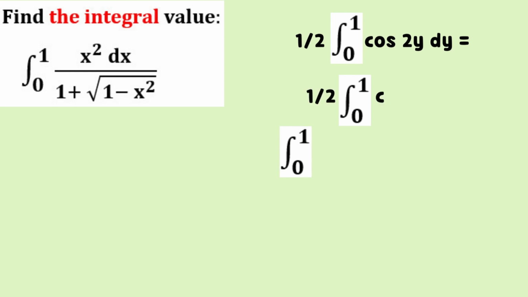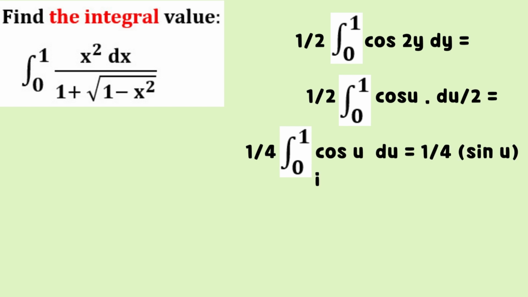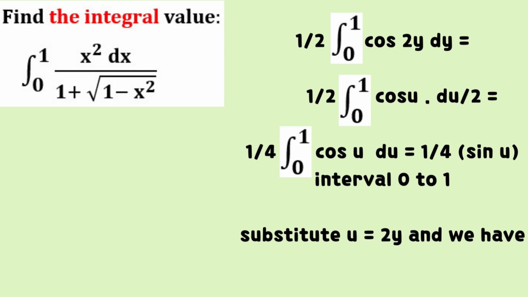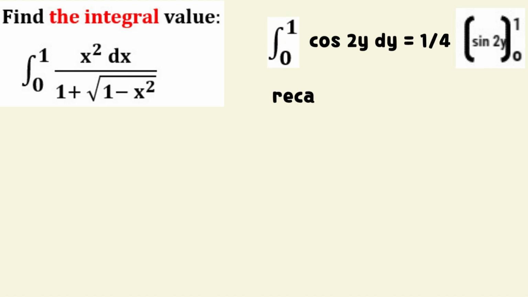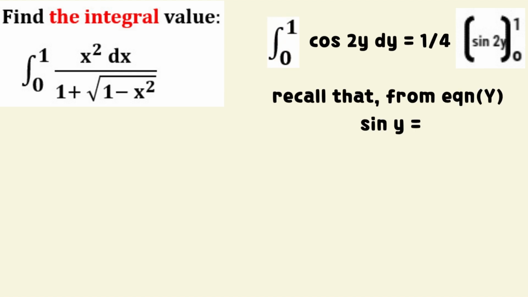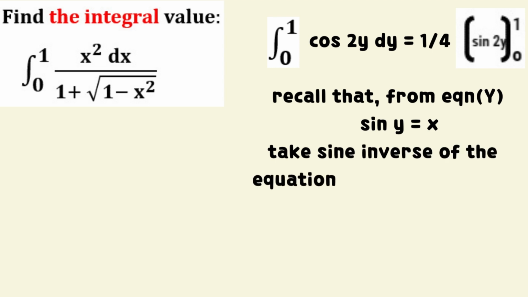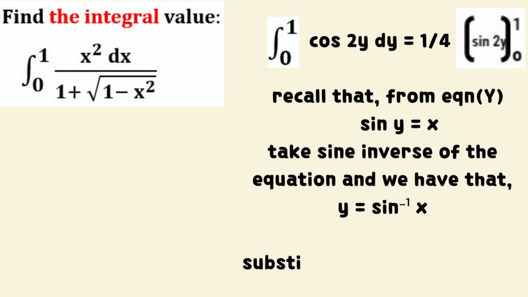Remember to bring the constant multiplier 1/4 out of the integral sign and integrate cosine u with respect to u to get 1/4 of sine u within the given integral interval of 0 to 1. Substitute u equals 2y and we have the integration of cosine 2y with respect to y equals 1/4 multiplied by sine 2y. Recall that, from equation y, sine y equals x.